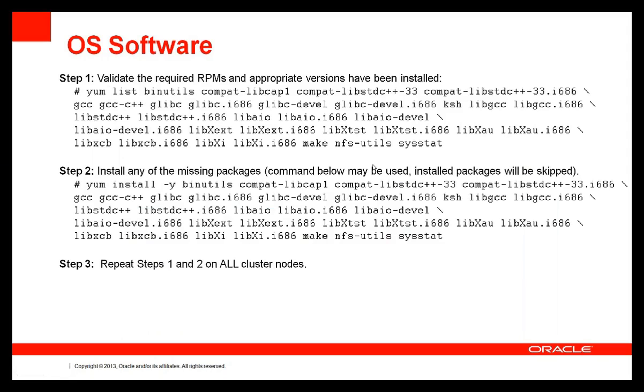So step one, we're going to validate the required RPMs. We're going to use the yum list command to list out all the RPMs. It'll produce a nice tabular formatted screen output, and you can see exactly what's missing. We'll then install any of the missing packages. In the example that I show, I do a yum install -y and allow any already installed packages to be ignored. If you try to install a package that's already installed with yum, it'll actually ignore that package. So we just list them all out, and then we'll repeat those steps.